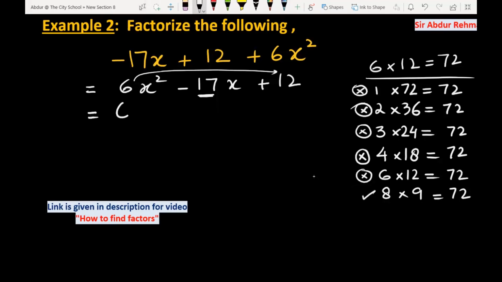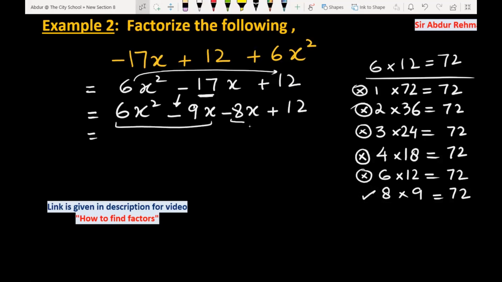The step is to copy the first term, 6x squared, then copy the sign, minus, and write down the larger factor, which is 9, so 9x, and then 8x. When you add 9x and 8x, the sum is 17x. This is minus, so the next sign must be the same: minus 8x plus 12.